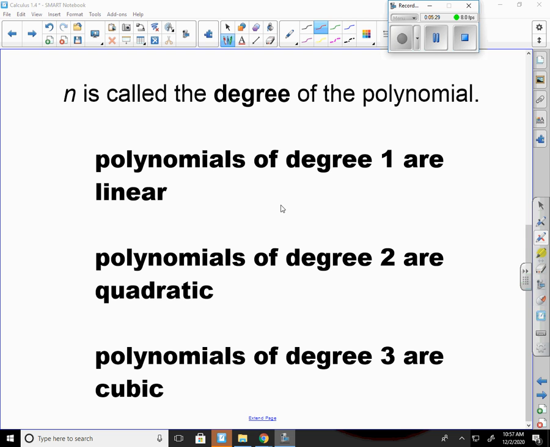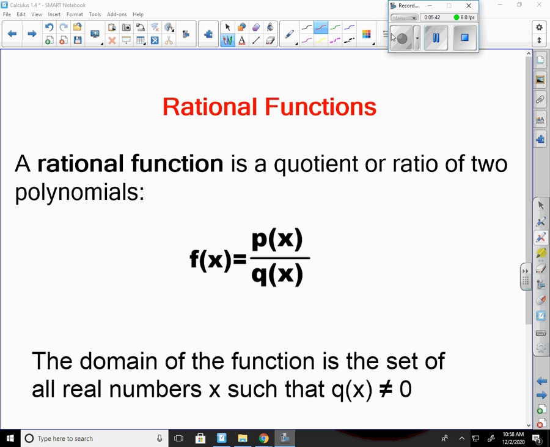Polynomials that are degree 1 are linear. If it's degree 2, it's quadratic. And if it's degree 3, it's cubic. Rational functions. A rational function is a quotient or ratio of two polynomials. So it's one polynomial divided by another.